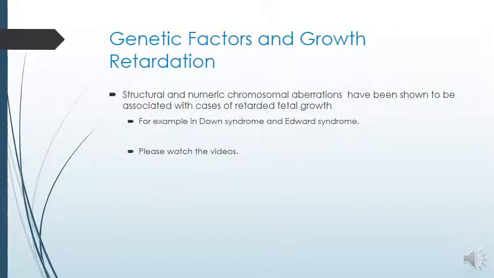Structural and numeric chromosomal aberrations have been shown to be associated with cases of retarded fetal growth, for example, Down syndrome and Edwards syndrome.